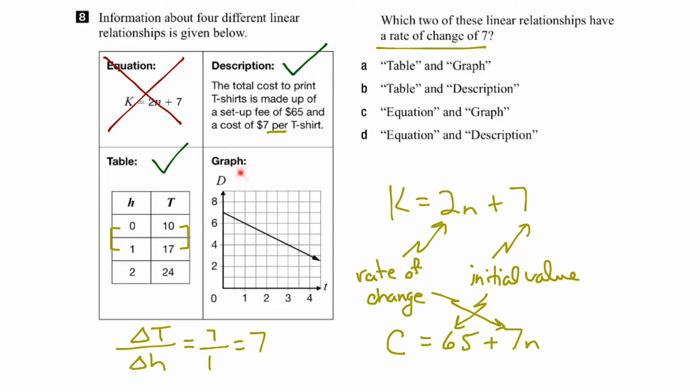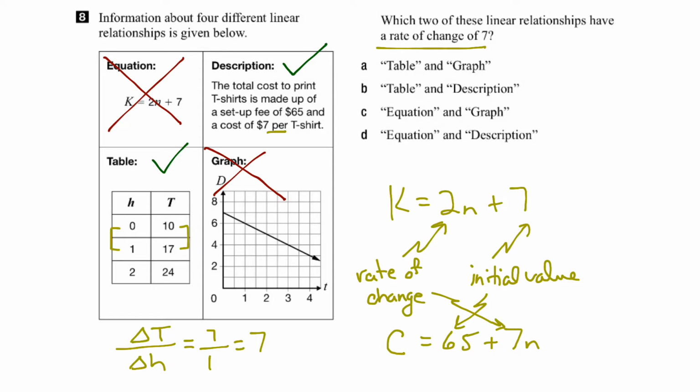Now, what about the graph? Well, what you notice is that the line is going down to the right. And the rate of change is represented by the slope of this line. Now, any line that goes down to the right has a negative slope, so the rate of change here is a negative. But we're looking for a positive rate of change of positive 7. So right away we know that the graph is not a viable option.